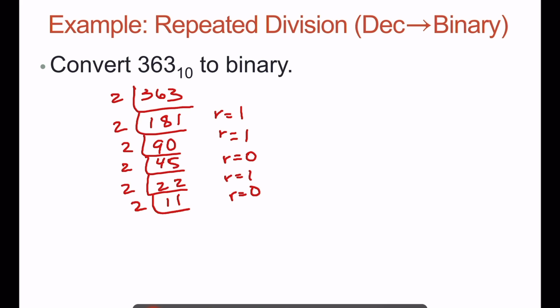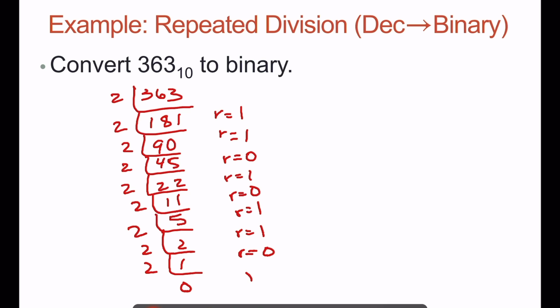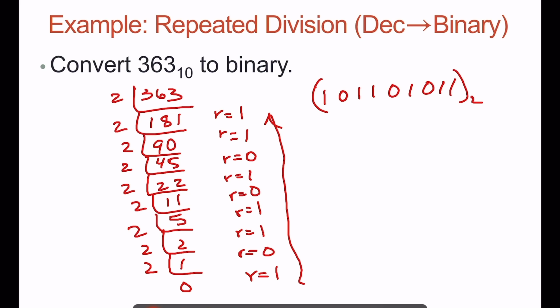2 goes into 11 5 times with a remainder of 1. 2 goes into 5 2 times with a remainder of 1, and 2 goes into 2 1 time with a remainder of 0, and finally 2 goes into 1 0 times with a remainder of 1, and we read going up, and we get 101101011 in binary, and that's the conversion. So repeated division works pretty well.